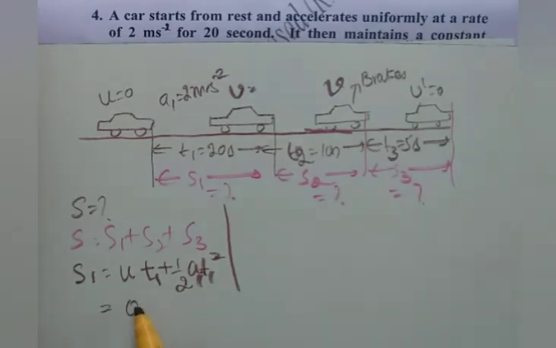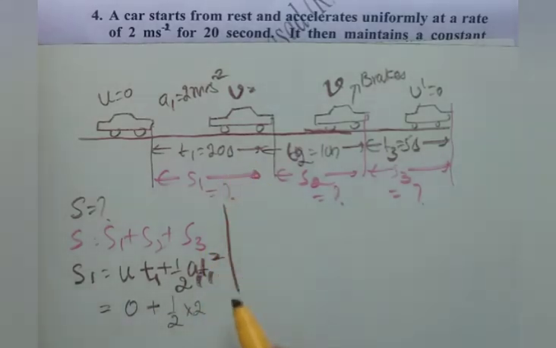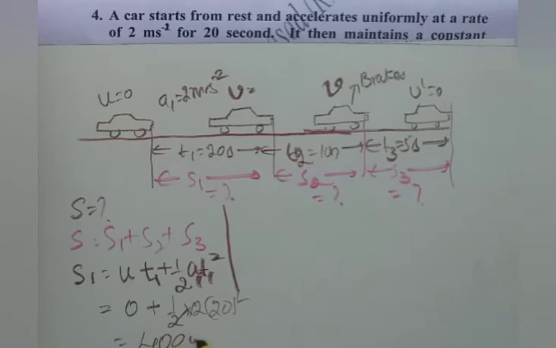U is 0, so T1 need not be written. Half A, 2, T1 square, 20 square. This cancels. So 400 meter is S1. S1 is 400 meter. We calculated S1. So how to calculate S2?